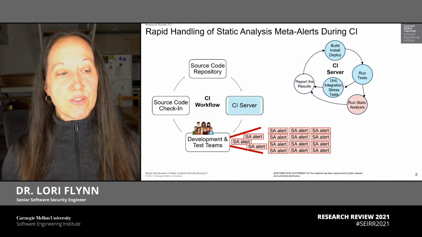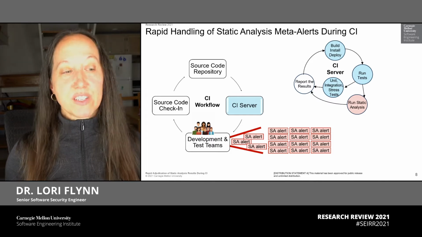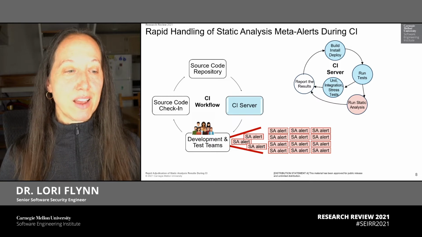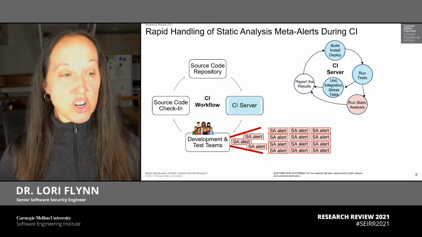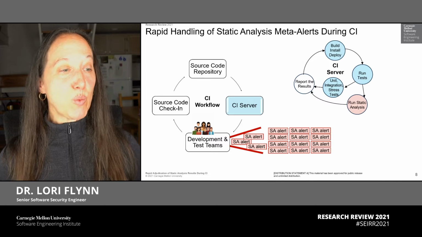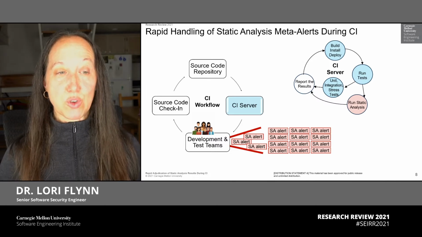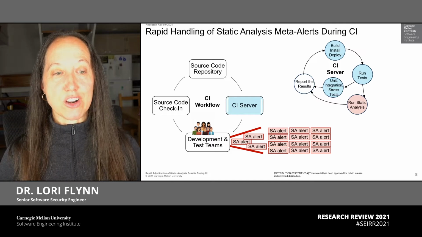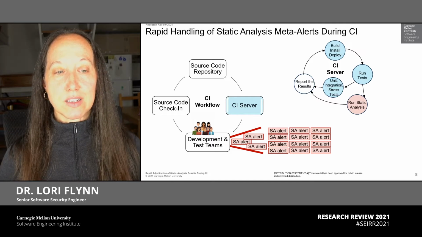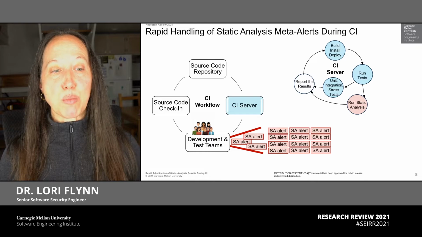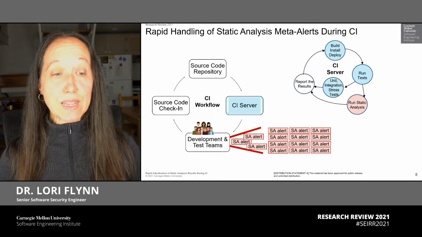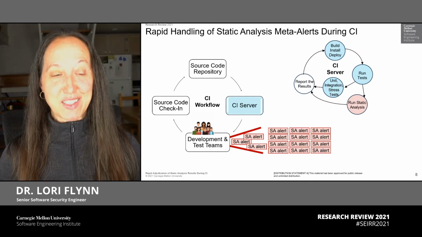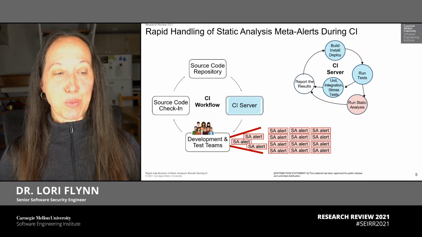In a CI workflow, each member of a development team takes on a bug fix or a particular feature add, and when they're ready, they check in their source code to a source code repository, and then the CI server takes over. It builds, installs, deploys, and then it runs a bunch of tests. In this project, we're concerned about the static analysis being run as part of this process.